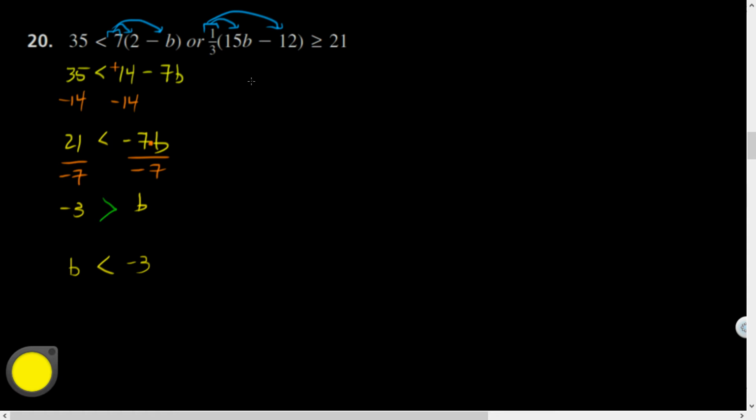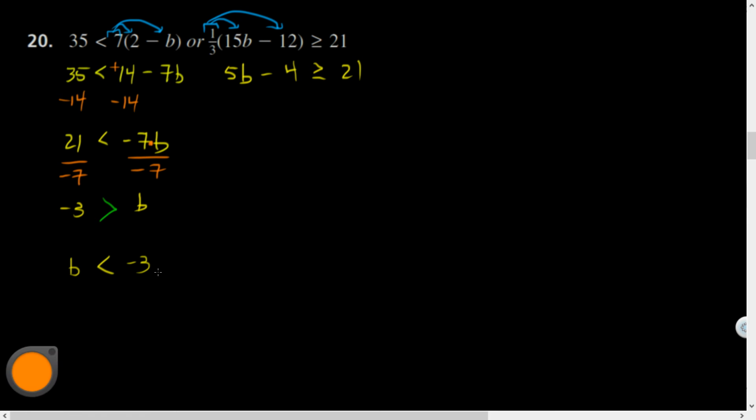Let's check out this distribution over here. 1/3 of 15. Another way you could ask that is, what is 15 divided by 3? And yes, you are correct. That's 5, and with a B attached to it. And 1/3 of -12 is going to be negative. Negative what? I like it. Greater than or equal to 21.